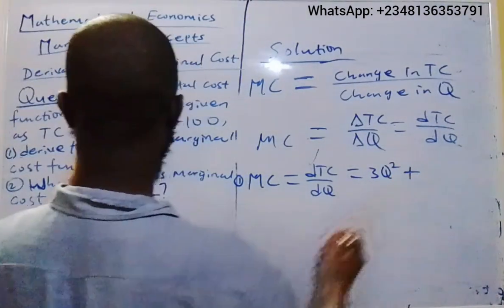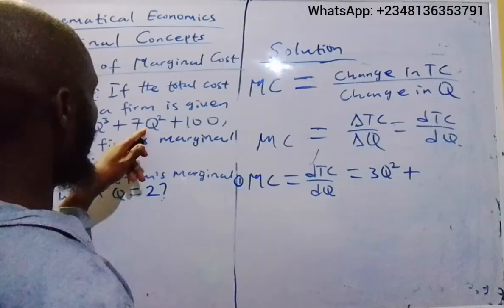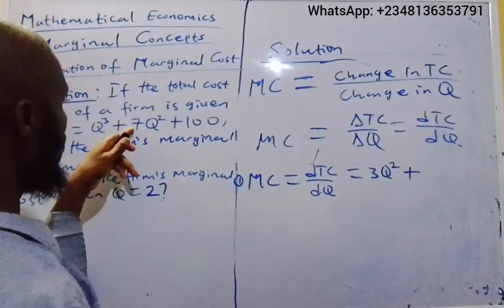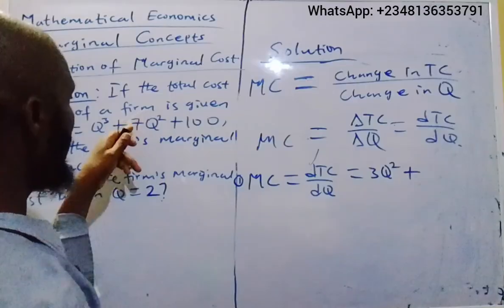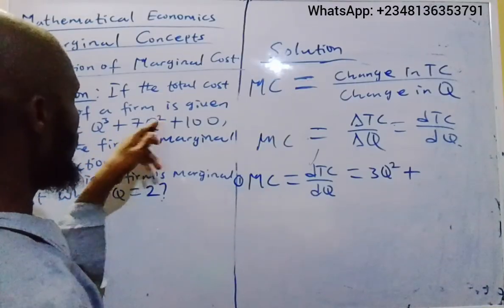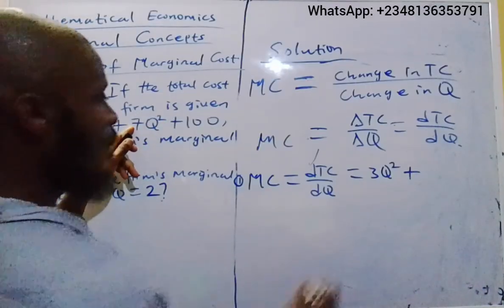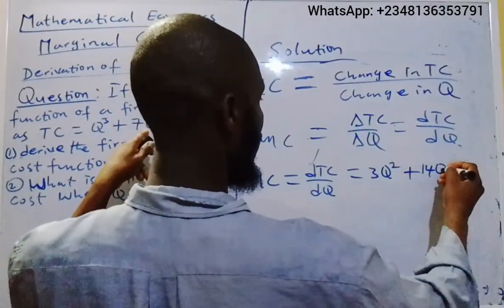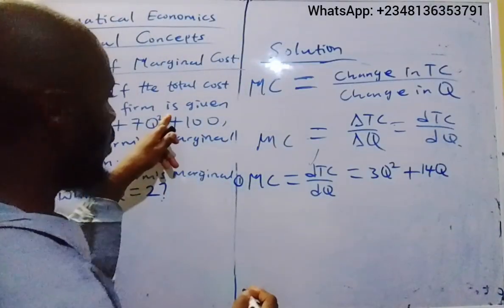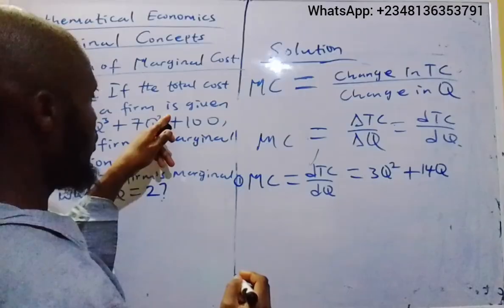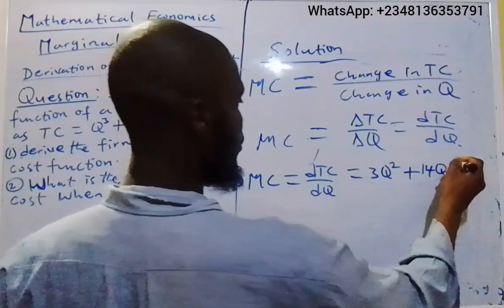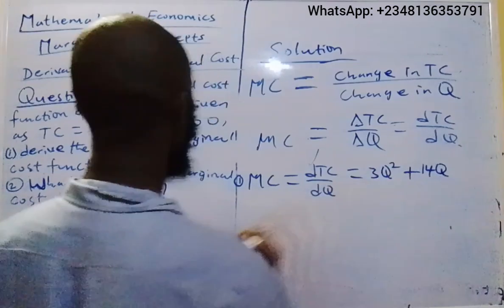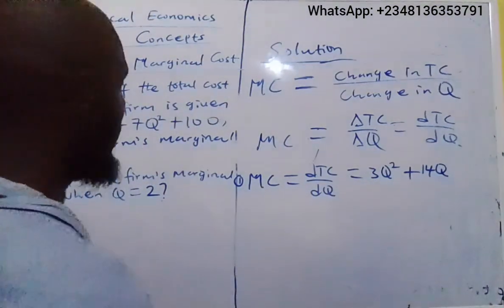Plus, this one also has Q. So we have 7Q squared. You bring down the power and multiply the power by the coefficient we already have there. That means 2 times 7, we have 14. Then Q. You subtract 1 from the power, 2 minus 1, you are left with 1. So you don't write it there. Anybody that sees Q knows that when you write Q, it means raised to power 1.